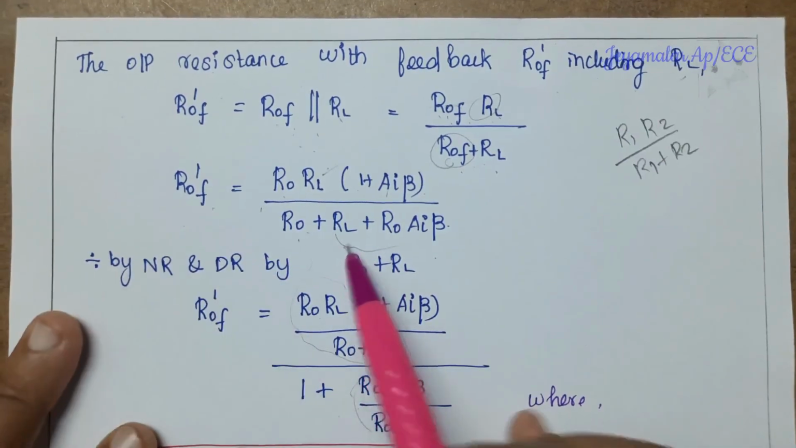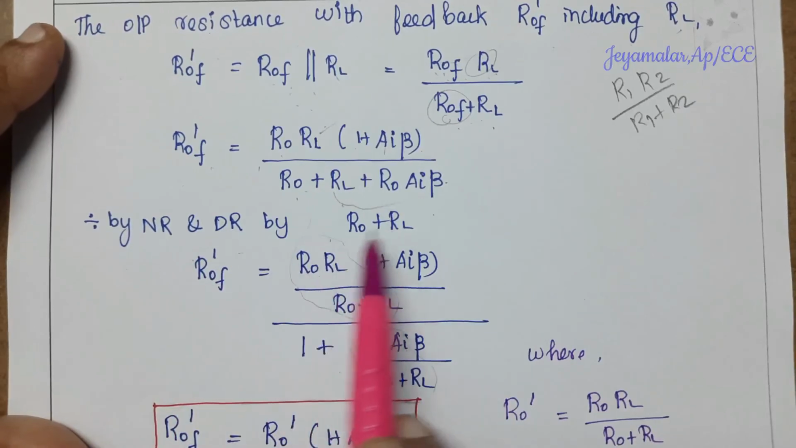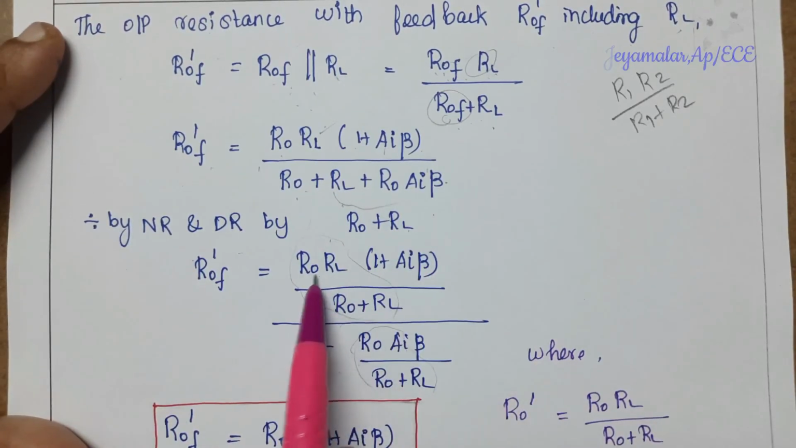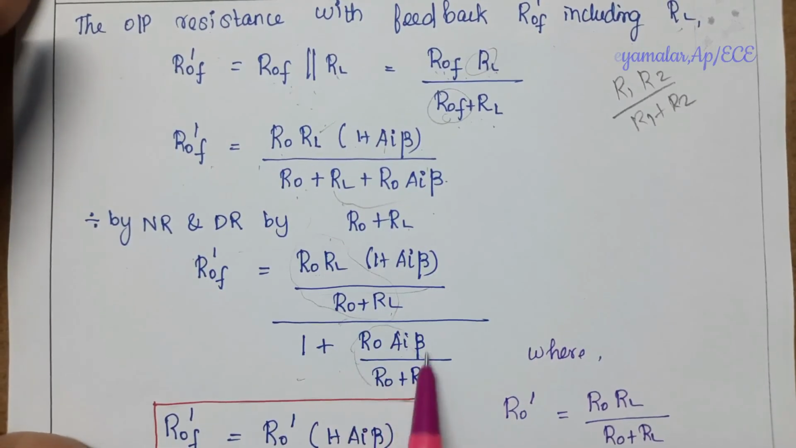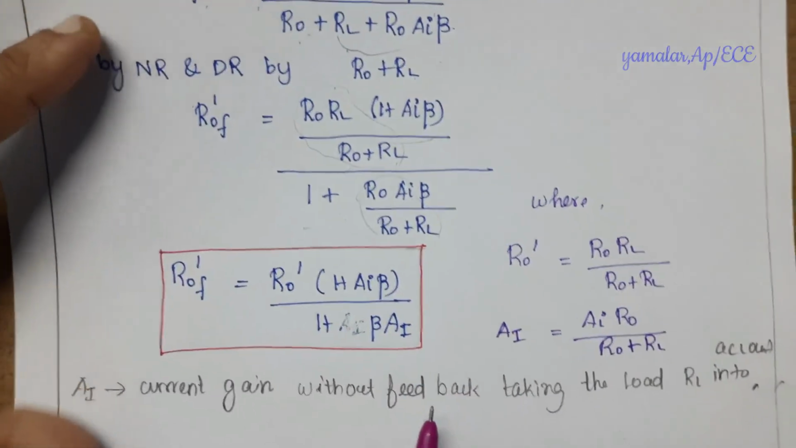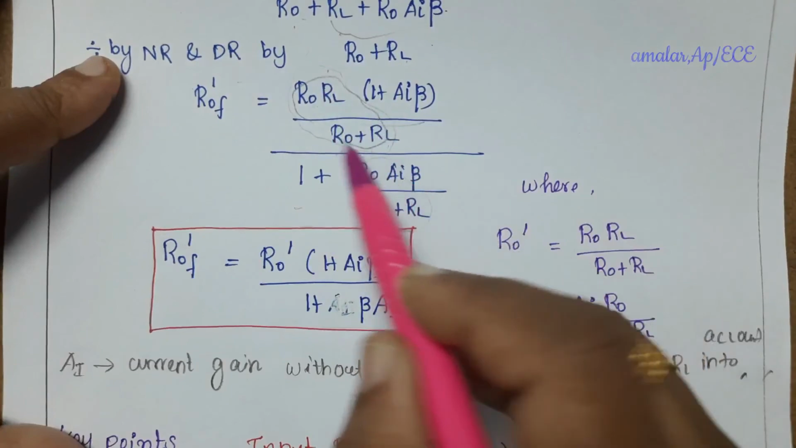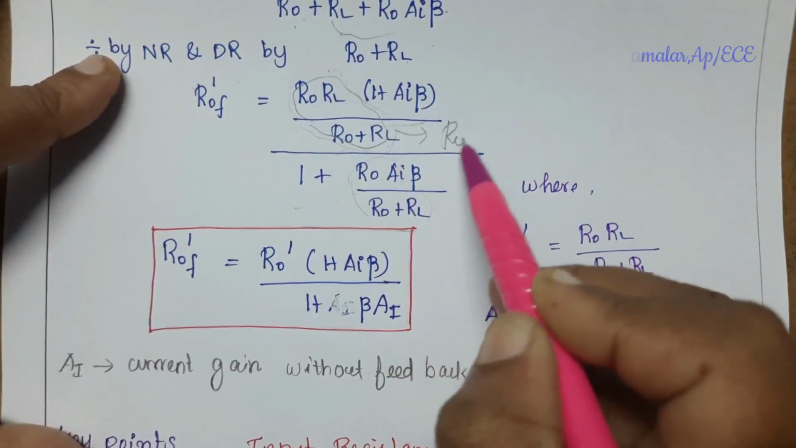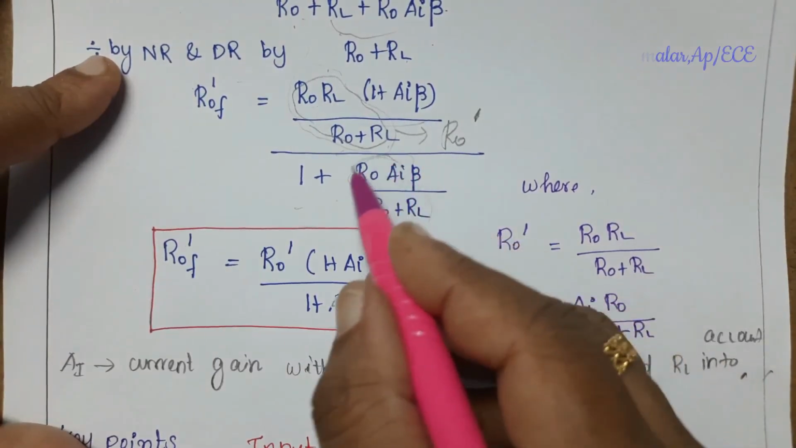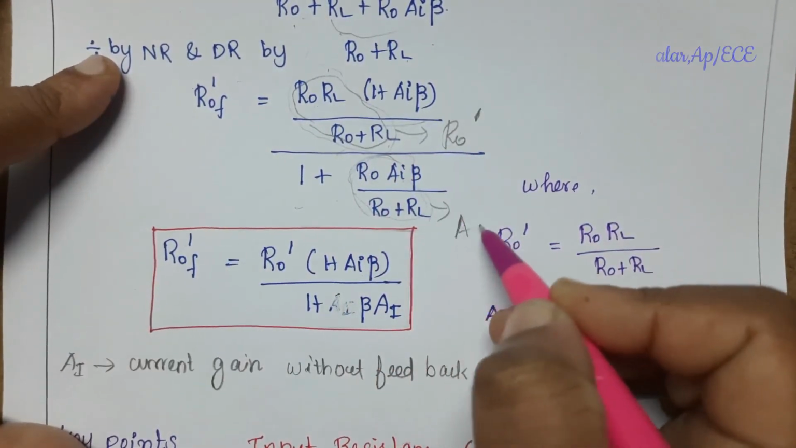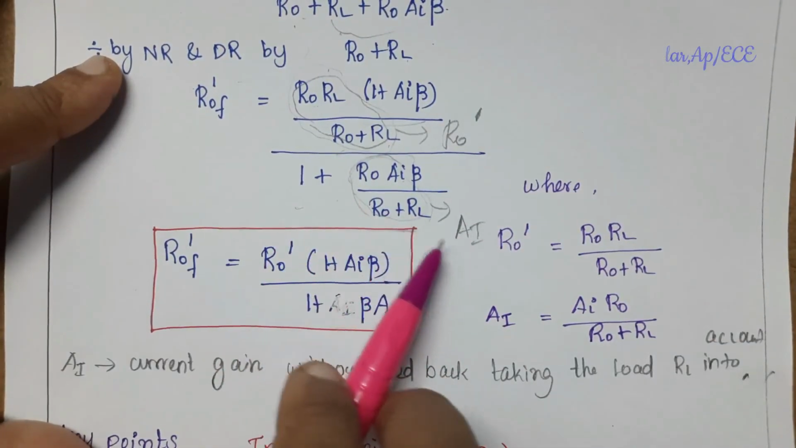Okay. Next step, divide the numerator as well as the denominator by R naught plus RL. So the numerator term, the whole divided by R naught plus RL, divided by 1 plus R naught AI beta divided by R naught plus RL. For final simplification, substitute the whole remaining term as R naught dash. The whole is divided by, here except beta, the remaining term is capital AI. Here, instead of small I, take it as capital AI.